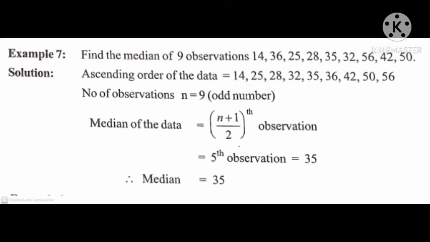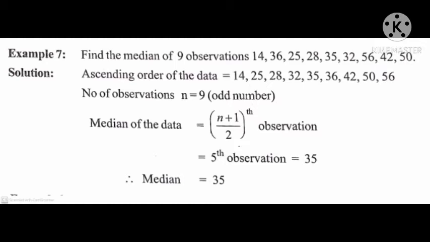Examples for median. Find the median of 9 observations, that is 14, 36, 25, 28, 35, 32, 56, 42, 50. Solution. First, write the given observations in ascending order, that is 14, 25, 28, 32, 35, 36, 42, 50, 56.